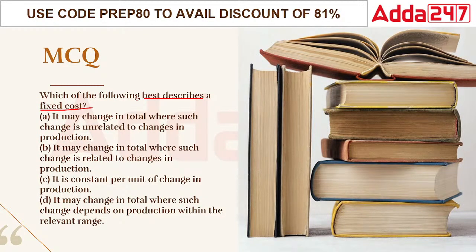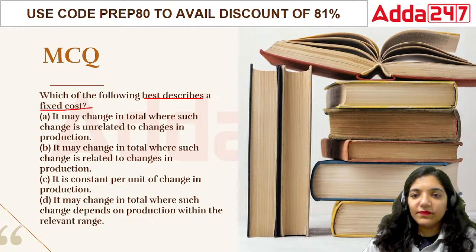It may change in total where the change is unrelated to the changes in the production. It may change in total where such change is related to the changes in the production. It is constant per unit of change in production. It may change in total where such change depends on production within the relevant range. What's the correct answer, everyone?